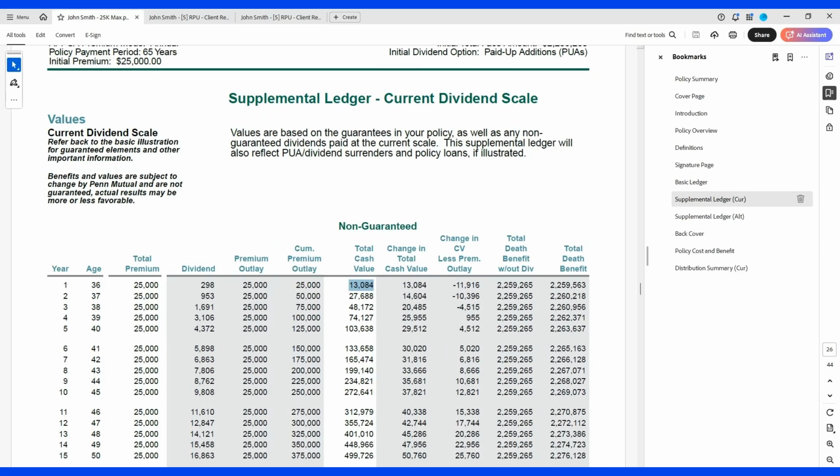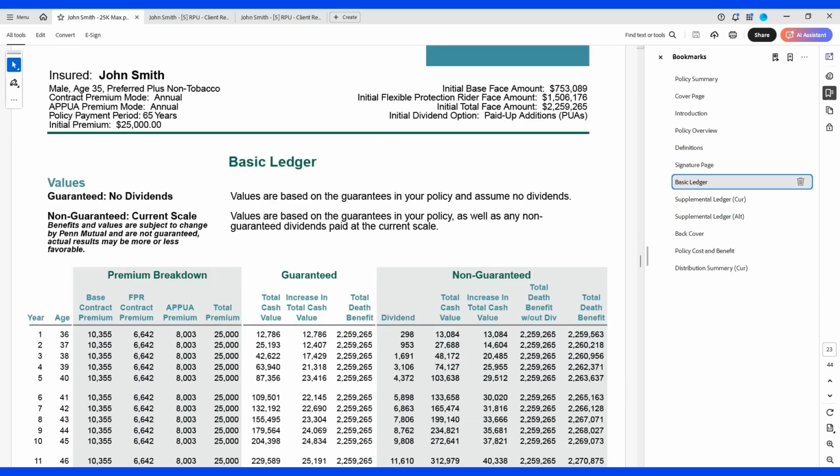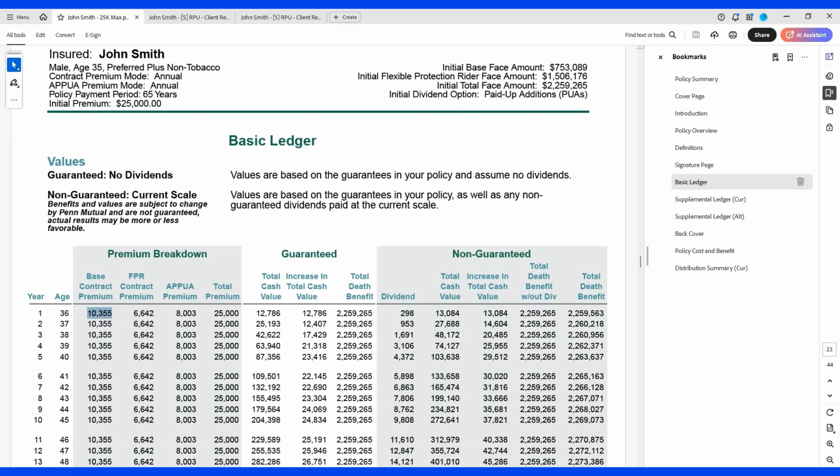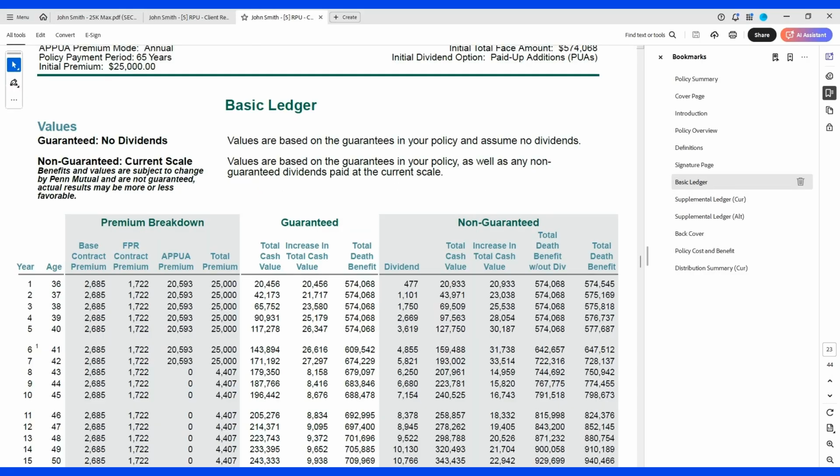And just for comparison, let's go back up to this longer premium paying period here. The base contract is $10,000 of the $25,000. In this policy, $10,000 of the $25,000 of total premium is going to base. It's going to your foundation because you need a stronger foundation to support this longer premium paying period. In this policy, your base is only $2,600. So since we have a skinnier base, a smaller foundation, we cannot pay premiums for as long.